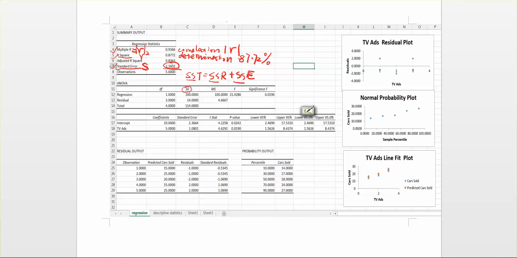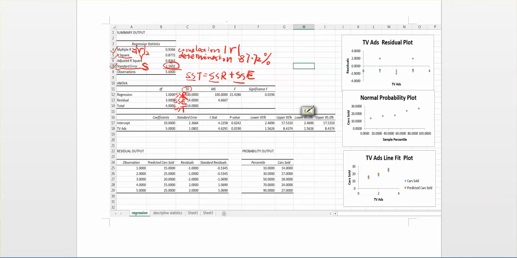So the SS regression here, the 100, is actually SSR, the sum of squares caused by the regression model. The second row, residual, is SSE, and the last one, 114 here, is SS total, SST. As we know, if we divide SSR by SST, we will get our R square.